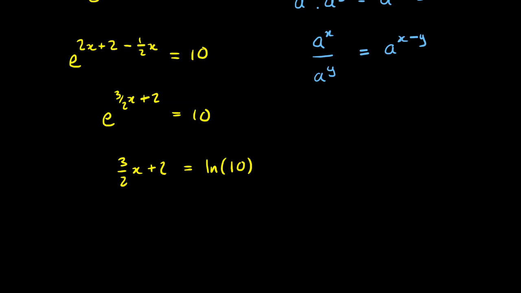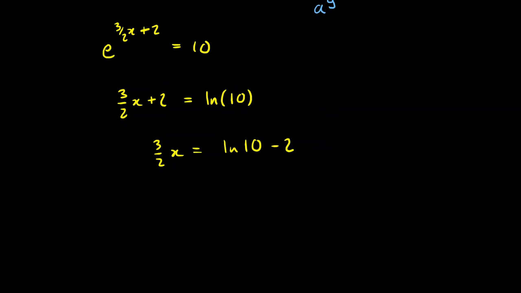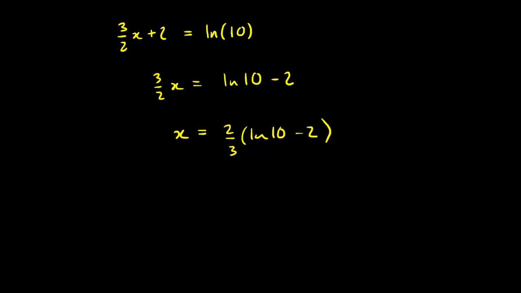Well, then it's just a little bit of rearranging, right? I'm going to subtract 2. So 3 upon 2 x is equal to ln 10 minus 2. And then I'm going to divide by 3 upon 2, which is the same as multiplying by 2/3. So I get x equals 2/3 times (ln 10 minus 2). So that's the answer in the exact form.